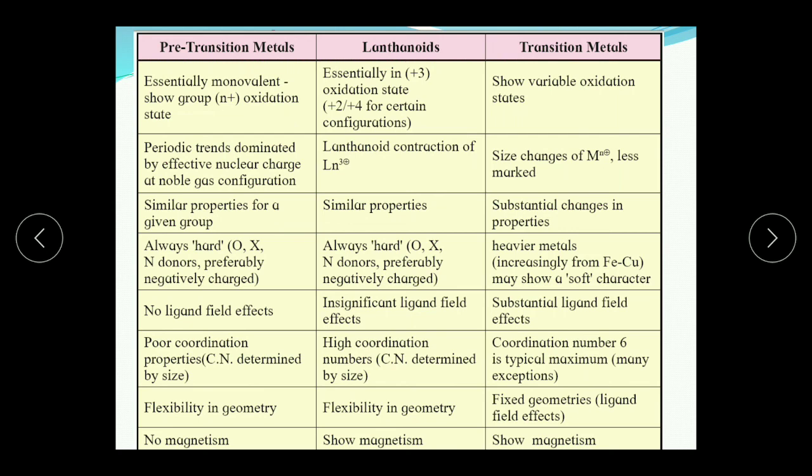And magnetism, that is paramagnetism and diamagnetism, these properties are shown by lanthanides as well as transition metals, but those are not shown by pre-transition, that is S and P block. So this is all about transition metals and inner transition elements. So here ends your lesson.